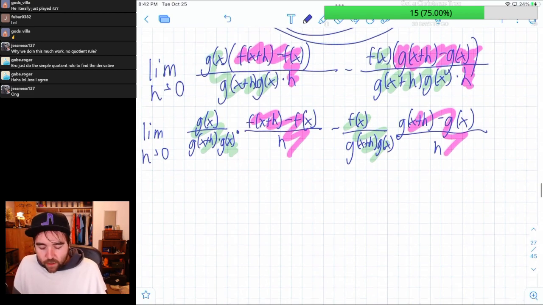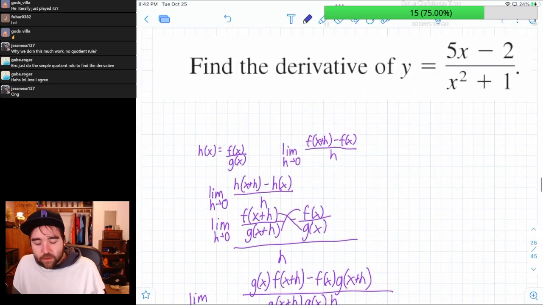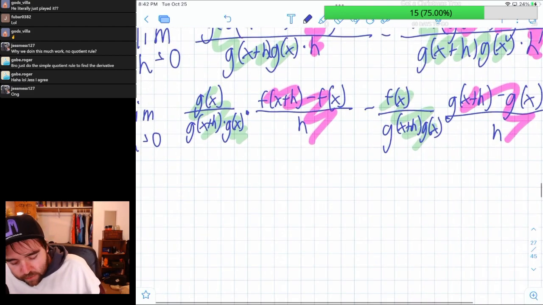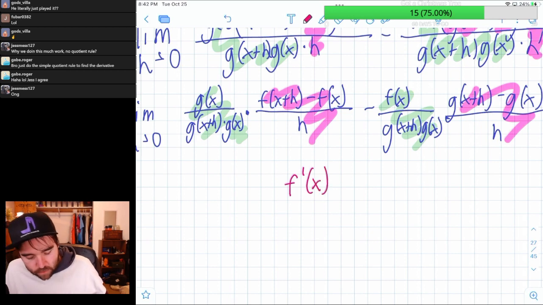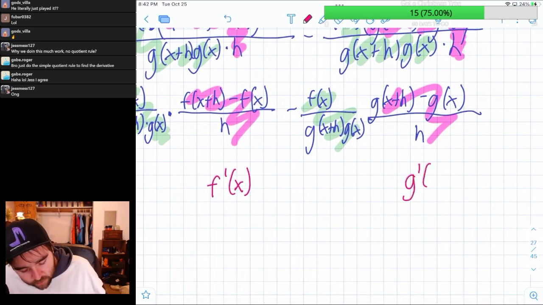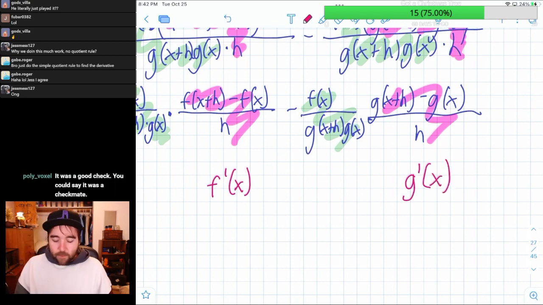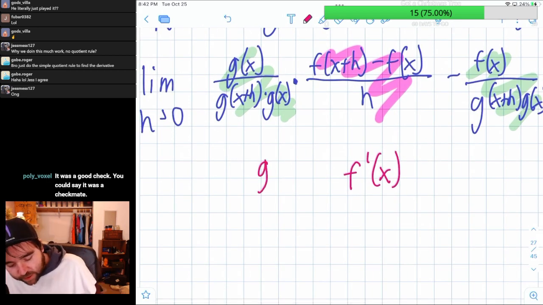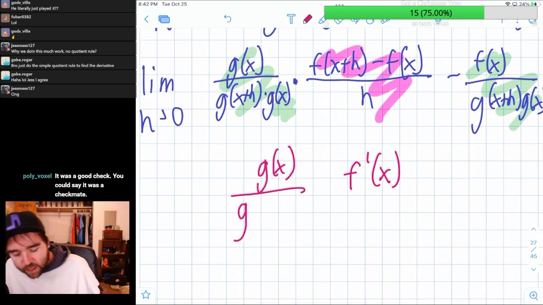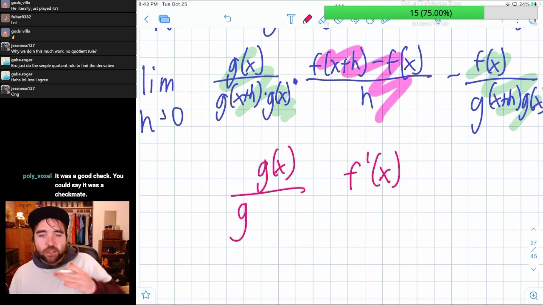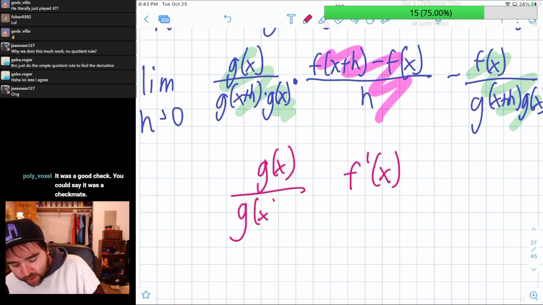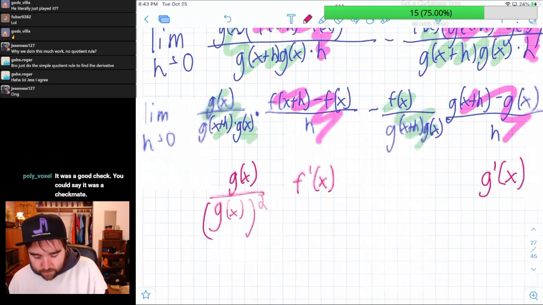Well, those two pink things there, notice that that is exactly the definition of the derivative. So when we actually take the limit as h approaches 0, those pink things become the derivative of f, and the derivative of g. And then what else happens when we plug in h equals 0? Well, this is still g of x. But then here, when we plug in h equals 0, it's just g of x plus 0. So that's g of x times g of x. So that's where we're getting g of x squared.